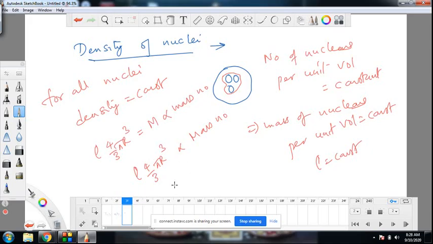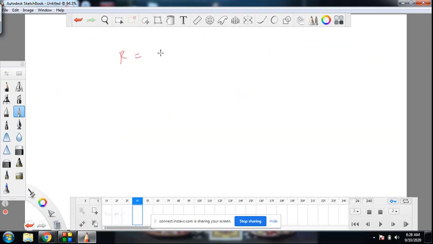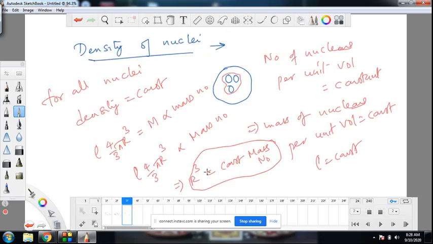From which I can say r cube is some constant into mass number. Why? Rho is a constant, 4 by 3 pi is a constant, so you can have another constant here. So send rho and 4 by 3 pi to the other side. So r cube is proportional to mass number. r cube is some constant into mass number. So I can write r is some new constant into mass number power 1 by 3. I am taking the cube root on both sides.